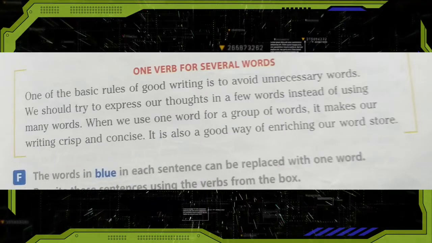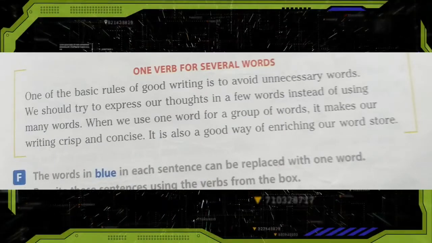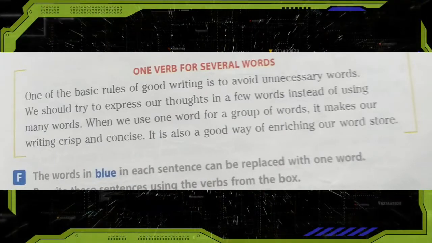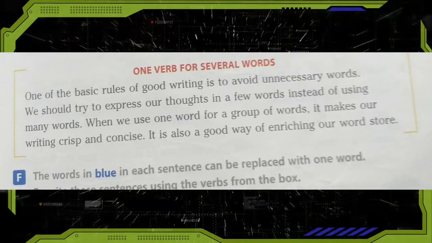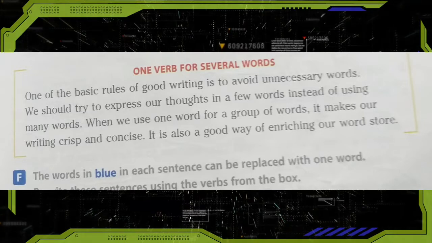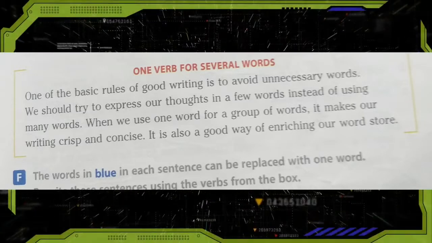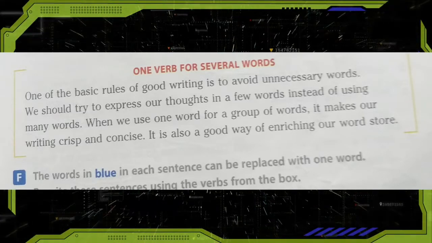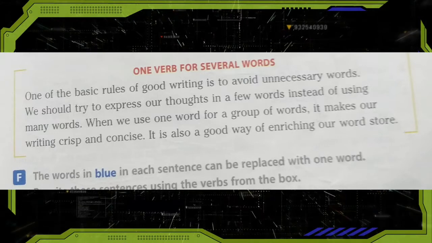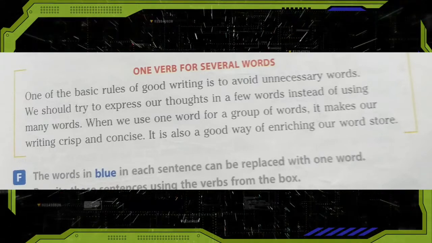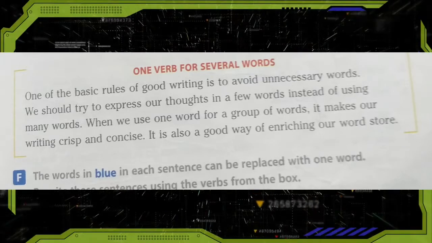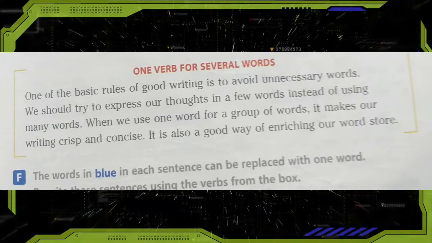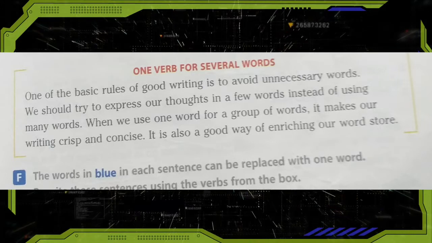Next, we will see one verb for several words. One of the basic rules of good writing is to avoid unnecessary words. We should try to express our thoughts in a few words instead of using many words. When we use one word for a group of words, it makes our writing crisp and concise. It is also a good way of enriching our word store.